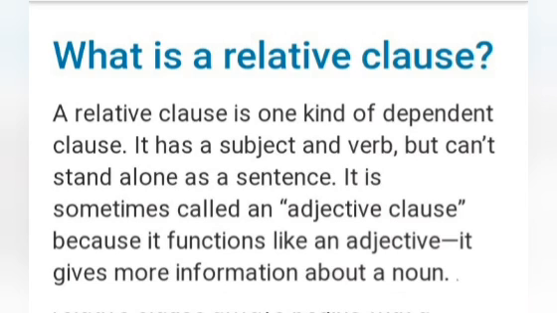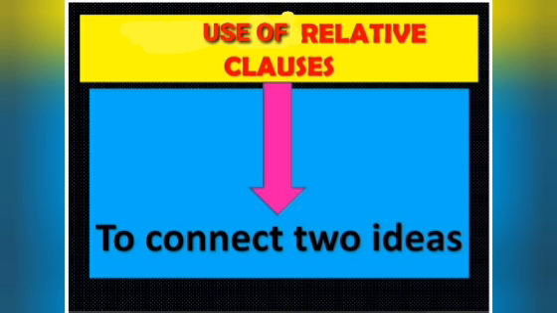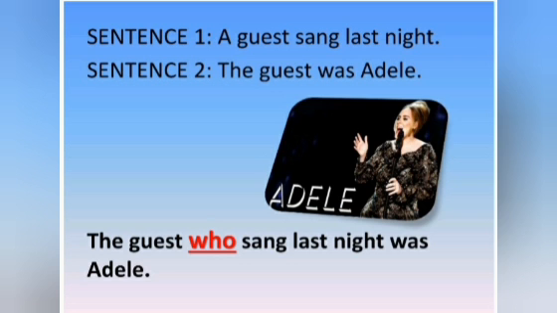Now, what is the use of a relative clause? Why are we studying it? The use is to connect two ideas, two thoughts, that are directed towards the same thing. Take, for example, "A guest sang last night." "The guest was Edley." Both sentences are directed towards the guest. So we can combine both thoughts and write them as one: "The guest who sang last night was Edley."